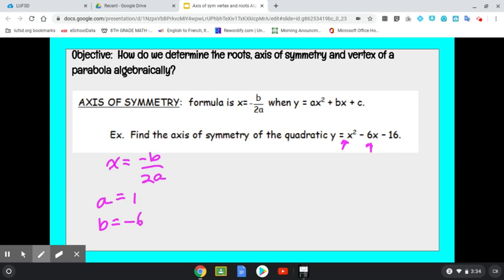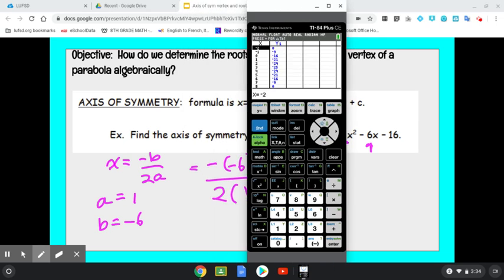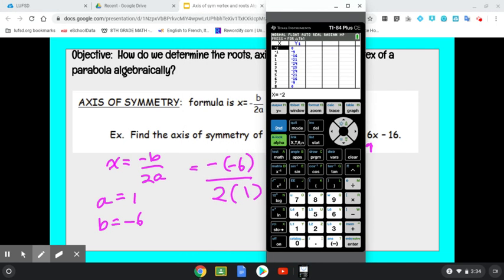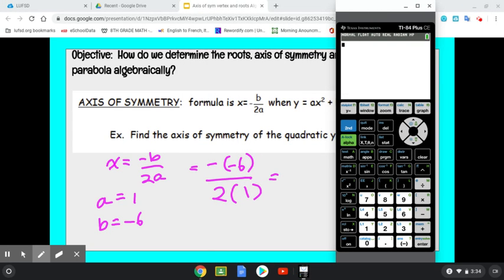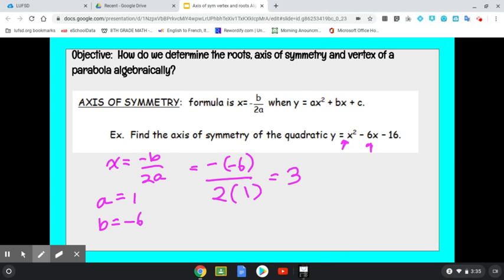And now we write our skeleton out, negative b over 2a, and plug it in. The b goes on top, negative 6. The a goes on bottom. So then in your calculator, you're going to do alpha y equals. Some of you are going to be able to do this in your head, which is fine, but we're going to do alpha y equals negative parenthesis negative 6, and then you're going to do 2 parenthesis 1, enter, and you should get 3. So that means x is equal to 3.